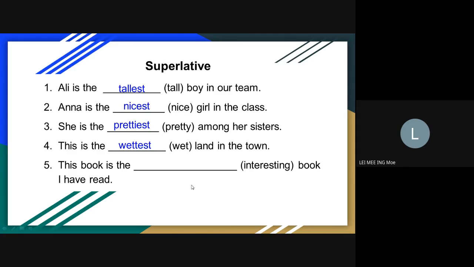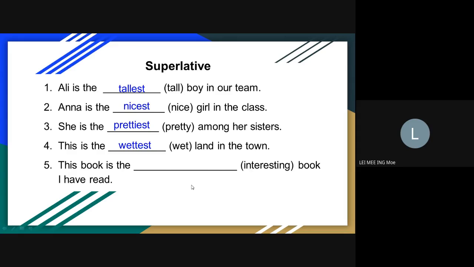This book is the book I have read. So the given adjective here is interesting. So what is your answer for the superlative form for this interesting? Please type it down now in few seconds. Interested? Now, interested is not an adjective. Most interesting, more interesting. All right, let us check the answer now.